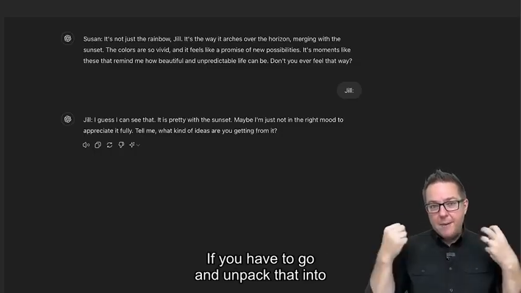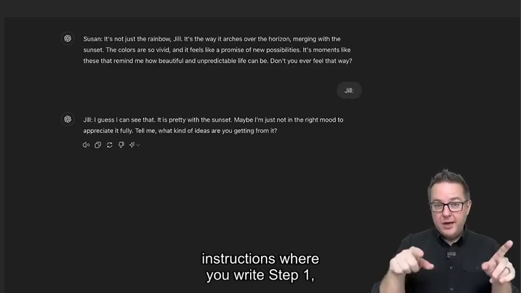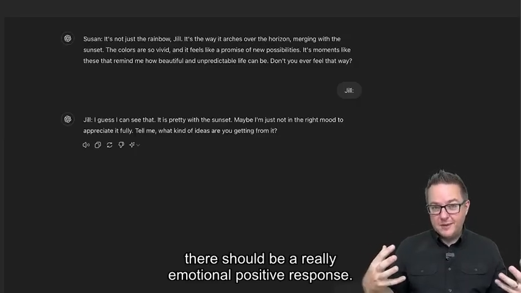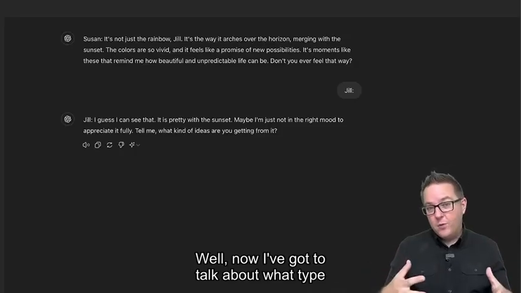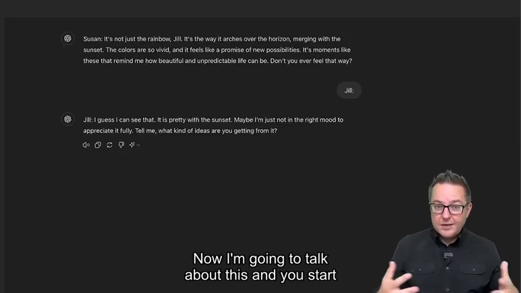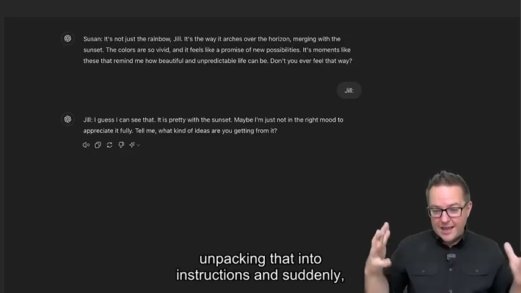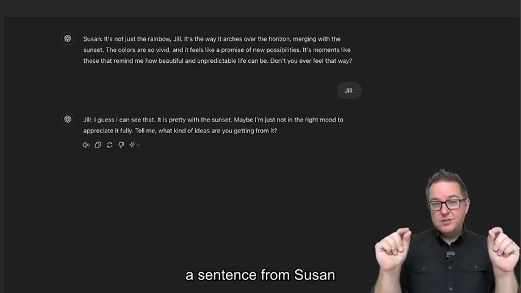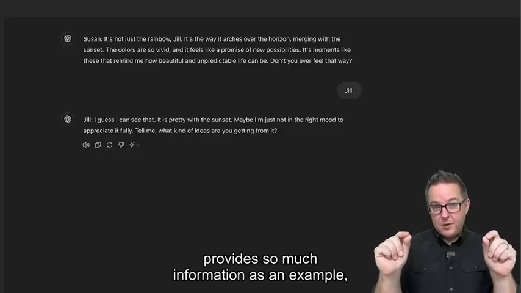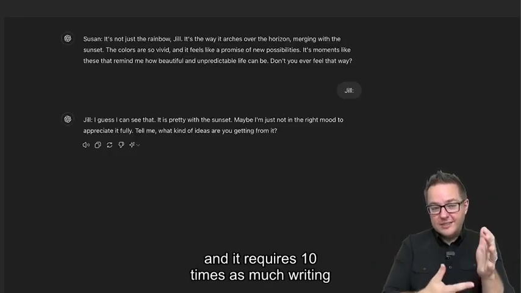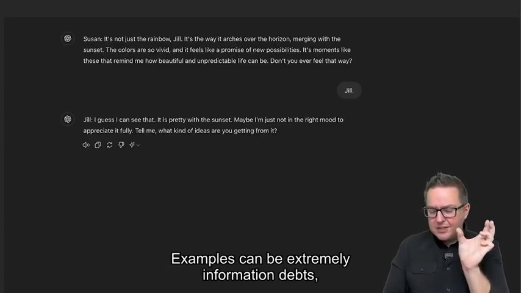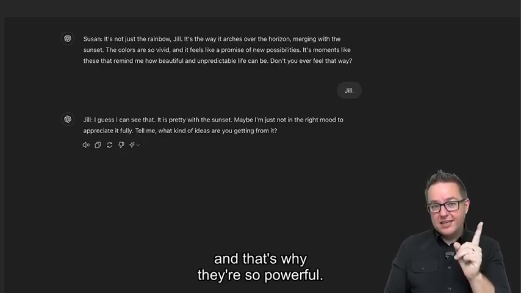If you have to unpack that into instructions where you write, step 1, when you write with Susan, there should be a really emotional, positive response. Okay, well now I've got to talk about what type of language Susan uses. And now I've got to talk about this and this, and you start unpacking that into instructions, and suddenly a sentence from Susan provides so much information as an example. You unpack it into instructions, and it requires like 10 times as much writing to produce the instructions that capture the same information. Examples can be extremely information dense, and that's why they're so powerful.